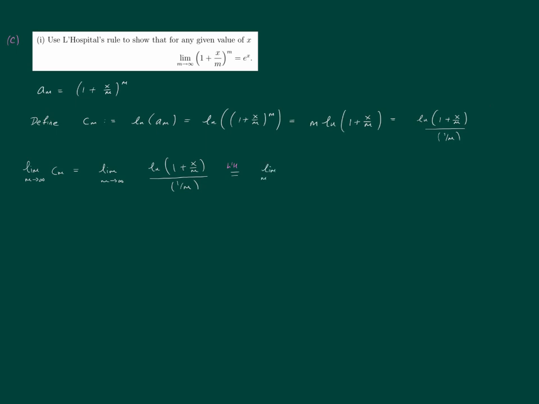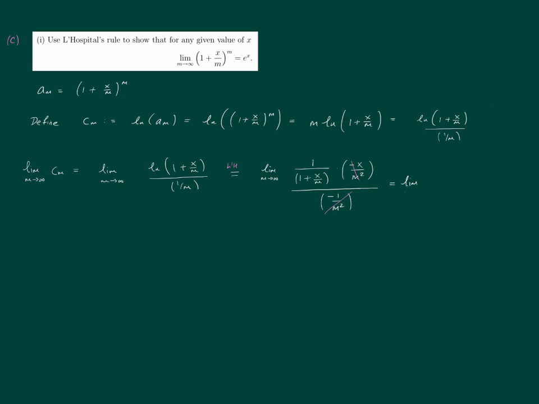Equals lim, m goes to infinity, differentiate the top with respect to m. You're considering m now to be a real variable rather than going through the natural numbers, but the function still makes sense for real m, positive real m. So if we differentiate the top, we get this, and if we differentiate the bottom, we'll get minus 1 over m squared. So we're going to get this cancellation. The minus x over m squared will cancel with the minus 1 over m squared, and we'll just be left with x on the top.